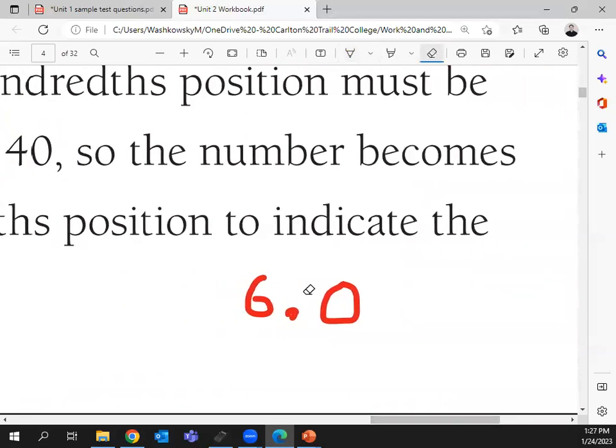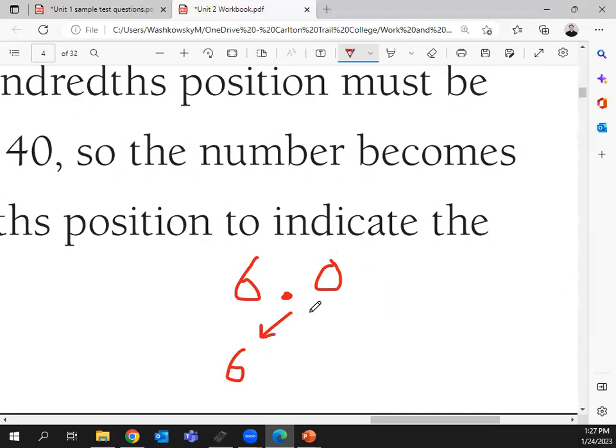Yeah. So with this question right here, if I wanted you to round this 6.0 to the nearest tenth, that would be what most people think. Oh, it's just 6, right? It's just 6. Not quite. Remember, you were instructed to round it to the nearest tenth.